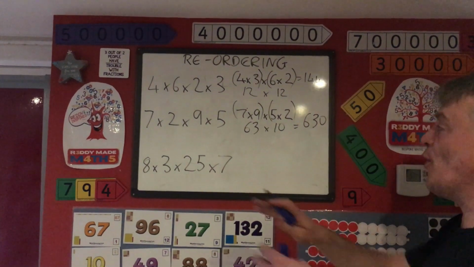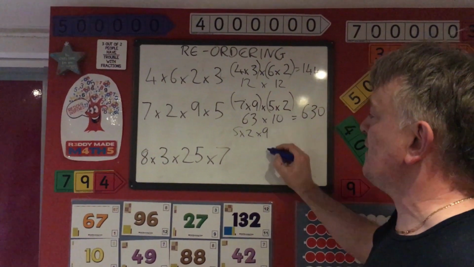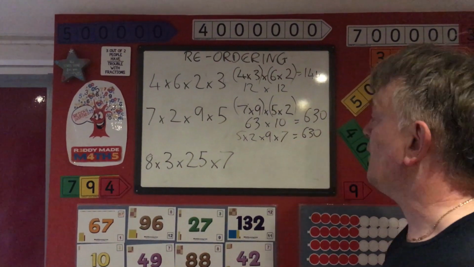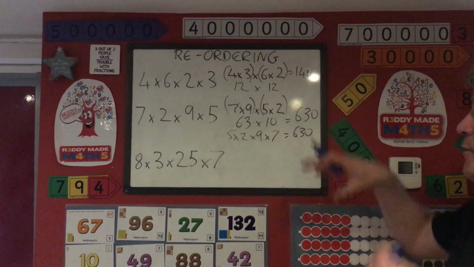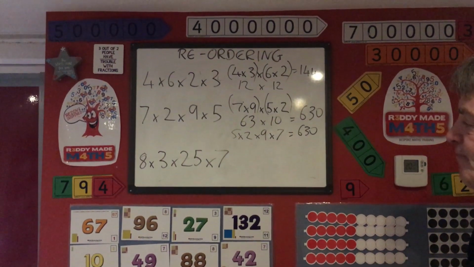If children want to do the whole thing in order, well, 5 times 2 is 10, 10 times 9 is 90, and 90 times 7 is 630. But again, I quite like the idea of doing the brackets and getting that into the calculation as well.